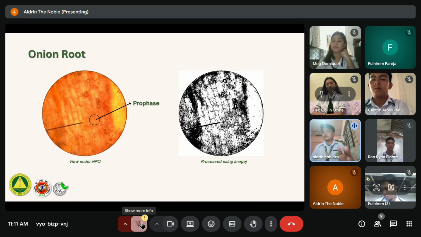So we can see that there is only one mitotic stage in the ImageJ image. And it also makes the cell structure and particles easier to see. This helped us verify whether any other mitotic stages were present in our sample, but again, only prophase appeared. So next slide.